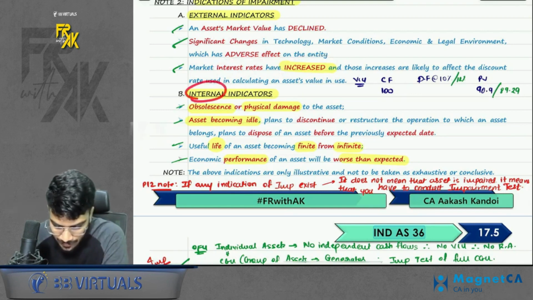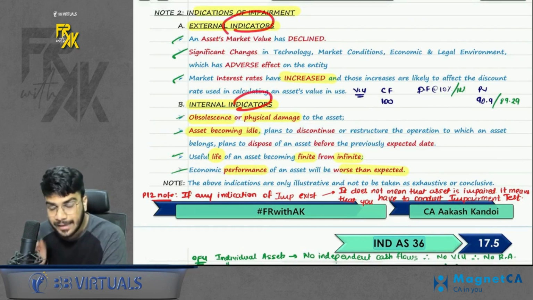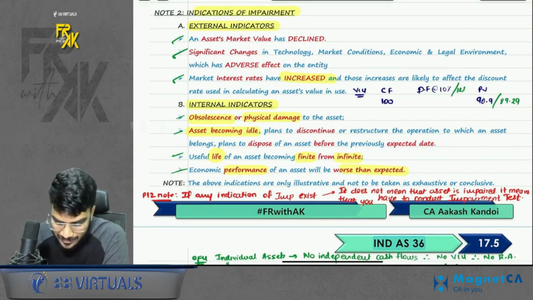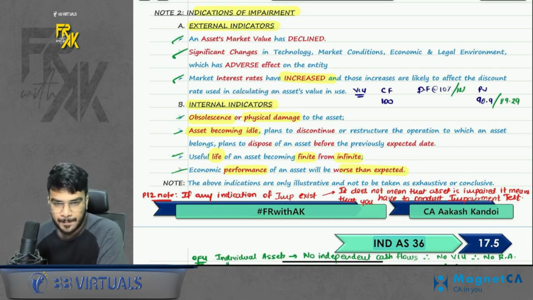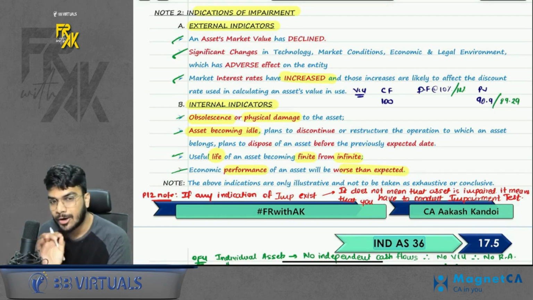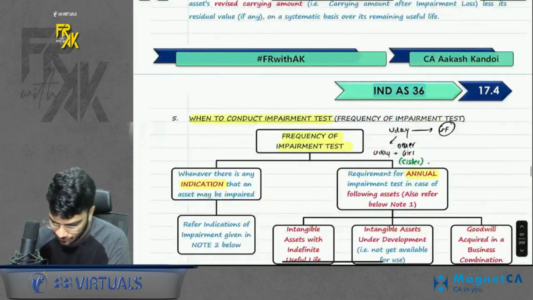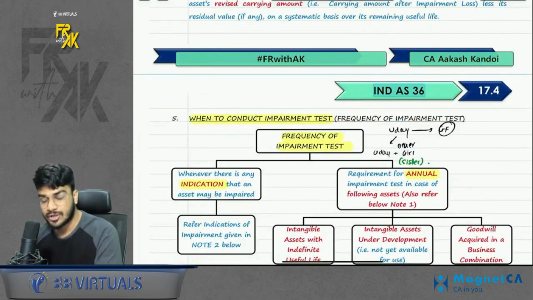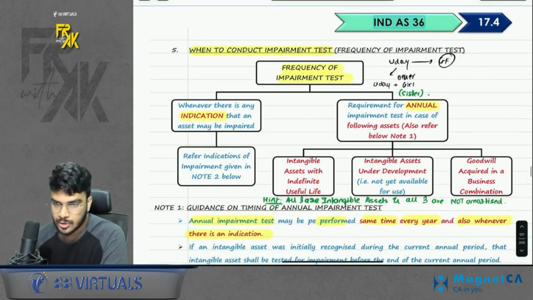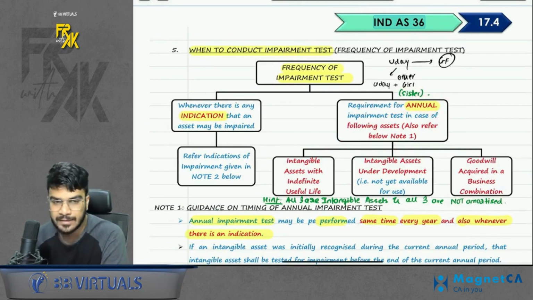Similarly, there are some internal indicators also given here. But do remember, if the indicators are there, that doesn't mean the asset is impaired. Presence of indicators just indicates that the asset should be tested for impairment. Indication does not mean that you will definitely book an impairment loss. It means that you will have to check for impairment. Is this clear to everyone? So this was the point of indication of impairment and when to conduct the impairment test. Do remember, in 3 cases, annual impairment test; for other assets, only when there is an indication.